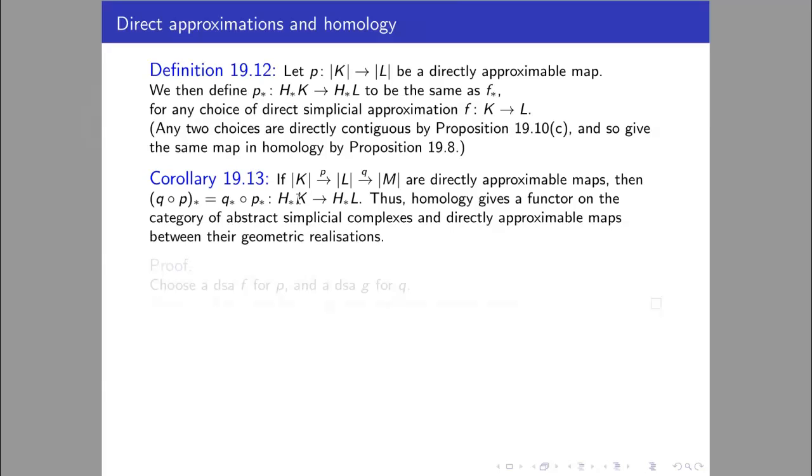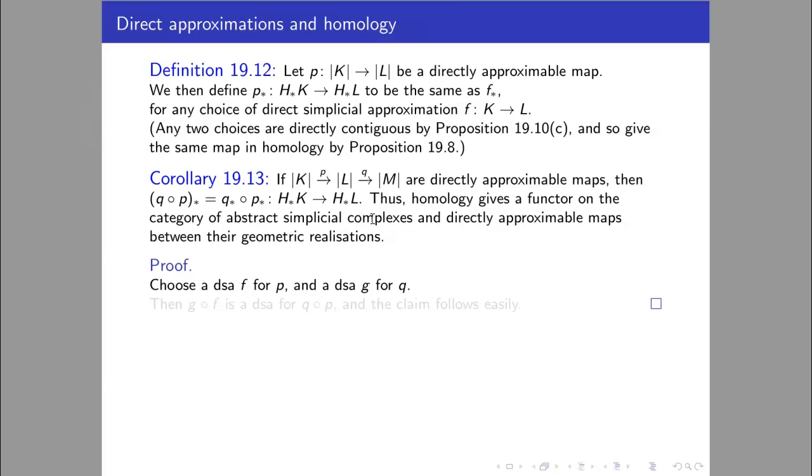And if we want, we can formulate that in terms of category theory. We have our first category, where the objects are abstract simplicial complexes, and the morphisms are directly approximable maps between the geometric realizations. That gives us a category, and this corollary is essentially saying that homology is a functor from that category to the category of abelian groups.